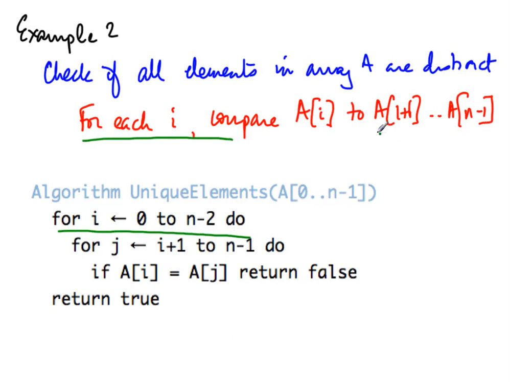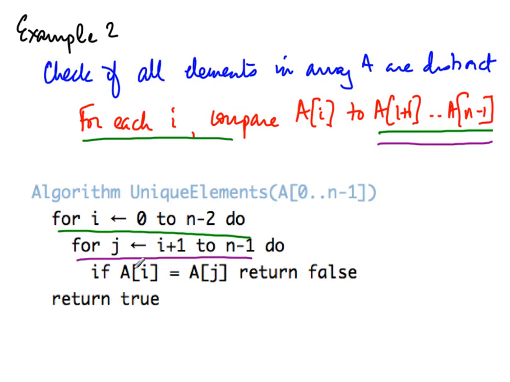And now we want to check, go from i plus 1 to n minus 1. So basically for j equal to i plus 1 to n minus 1, and this is the second part of this thing. If you find A[i] is equal to A[j], then you know that your answer is false. And at the end of this, if you have never returned false, then you will return true. So once again, we want to analyze this.